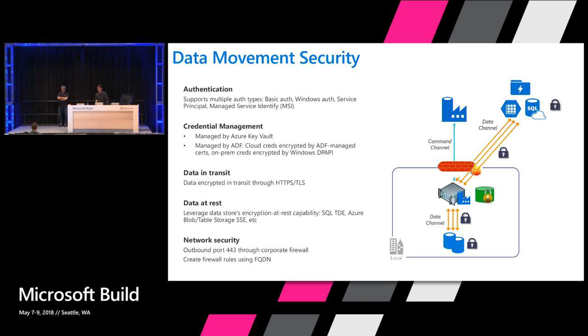If you're using self-hosted integration runtime, we can encrypt those using Windows DPAPI. And in terms of data in transit, we use HTTPS, TLS. If your data is at rest, you can use SQL TDE. You can use storage SSE encryption that they provide. And like I mentioned earlier, in terms of network security, it's all outbound connection from the self-hosted integration runtime when you're doing hybrid data movement. There's no inbound connection coming, so it's truly secure in that sense as well.